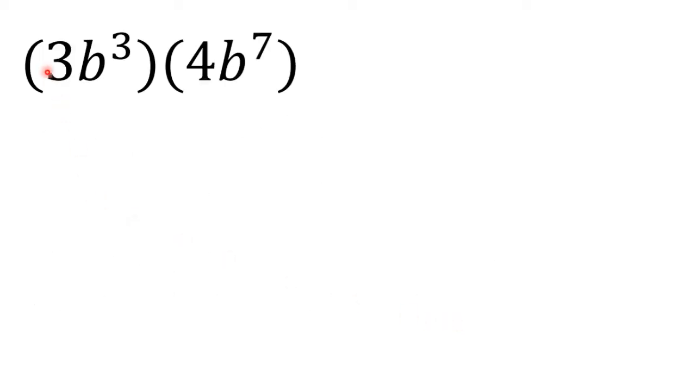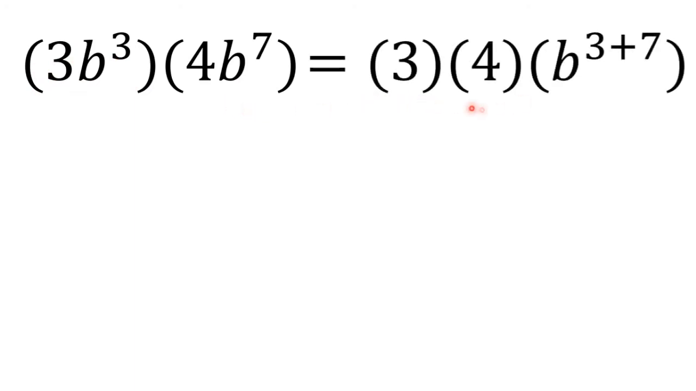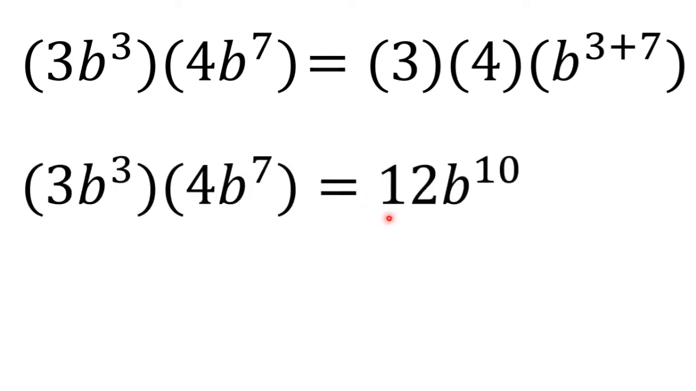Next one. 3b to the power of 3 times 4b to the power of 7. So we have to multiply 3 and 4, which is 3 times 4, and then copy the base b, and then add the exponents. Our answer is 12b to the power of 10. As simple as that, as easy as it is.